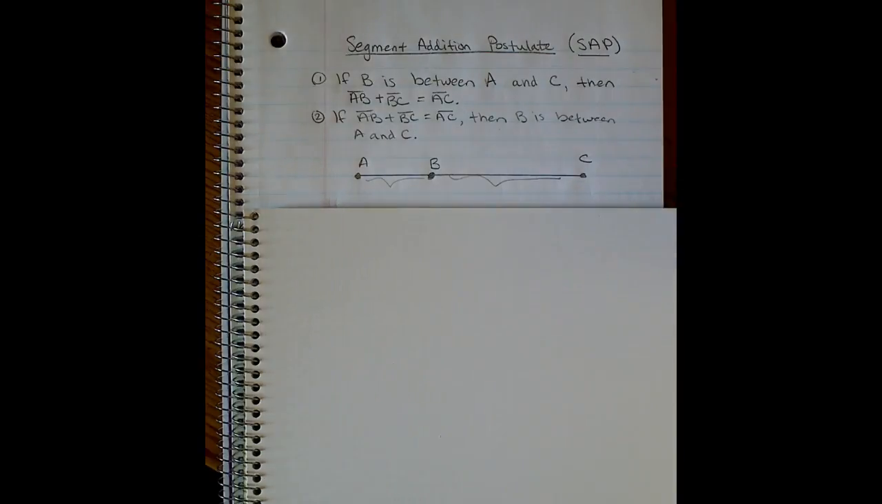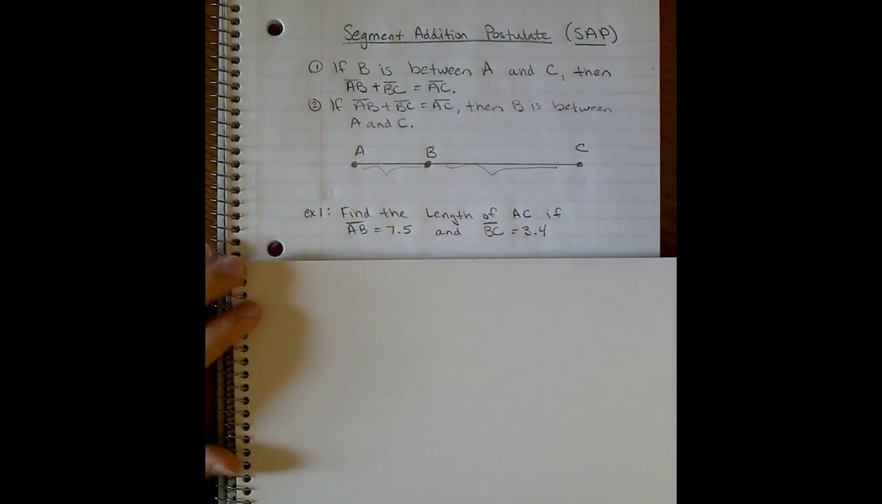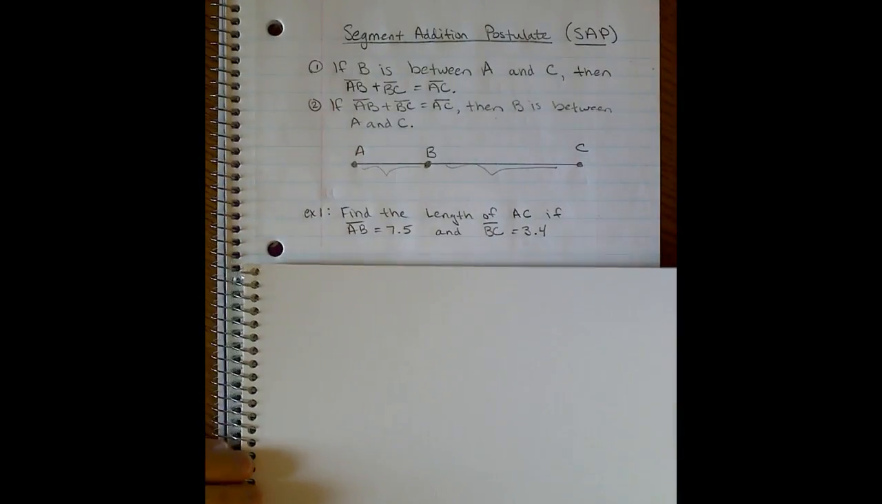Likewise, the converse of the SAP stands true. If segment AB plus segment BC comes out to be equal to the total, then that means B has to be in between the two points A and C. So let's try a few examples first without algebra, and then we'll get into some examples with algebra.